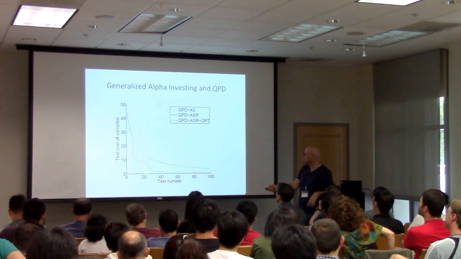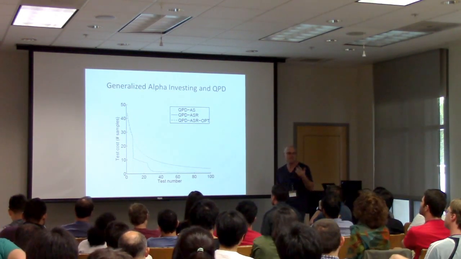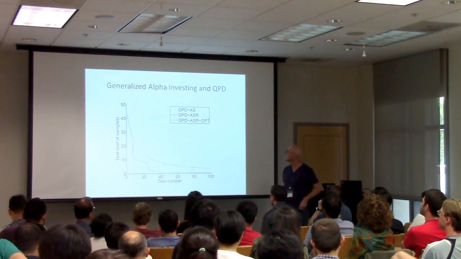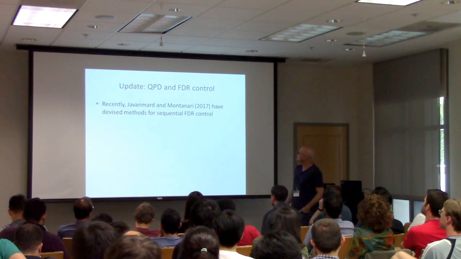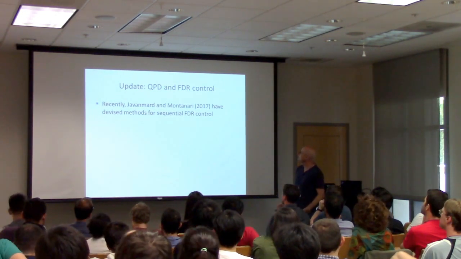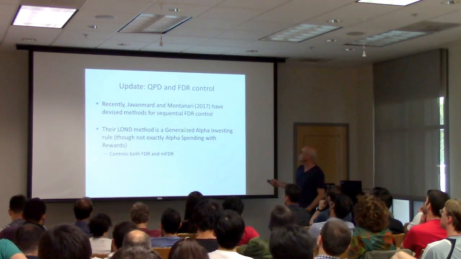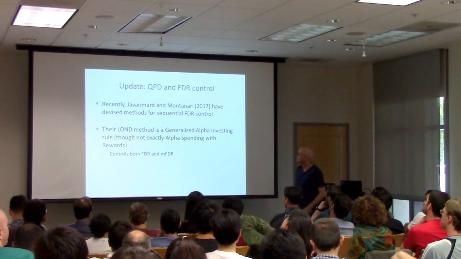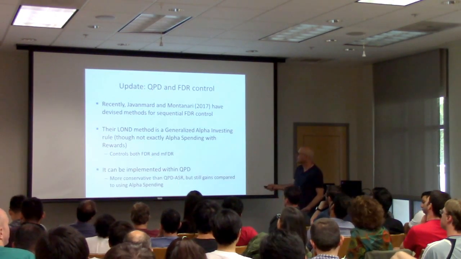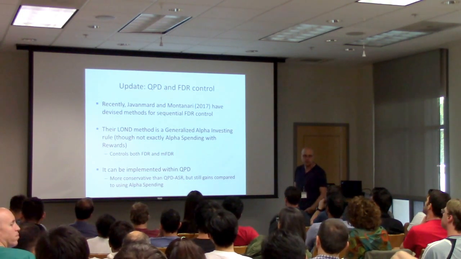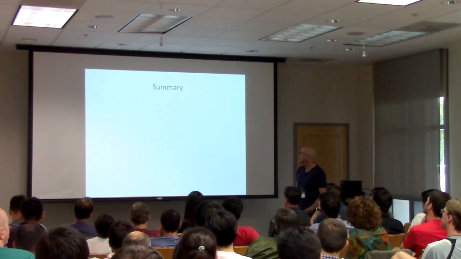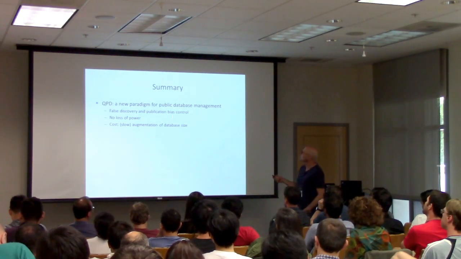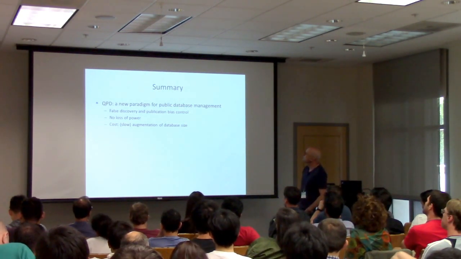Then your costs drop to zero and remain at zero with this sort of favorable simulation scenario. Okay, so as I said, there's this now very recent work on controlling FDR sequentially, and I think it can be embedded within a QPD, and then we can control FDR instead of MFDR within the QPD. So to summarize, it's not so new already, but it's a paradigm for public database management.